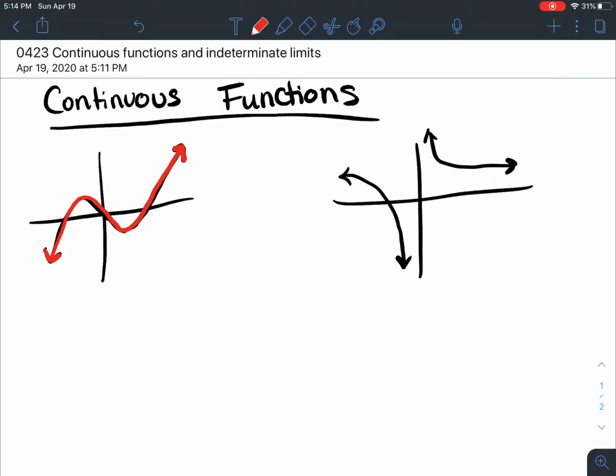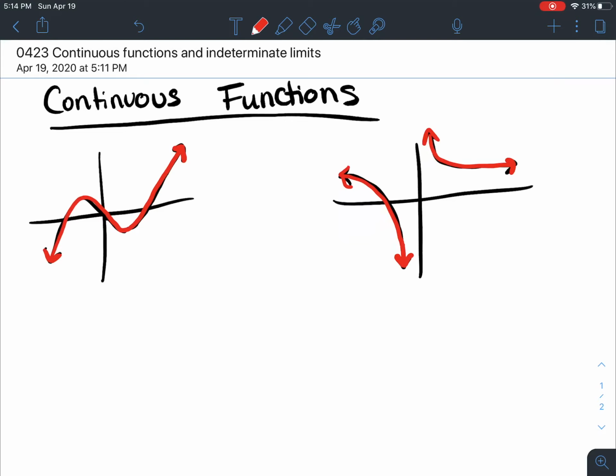Let's look at this rational function. This is not continuous. If I wanted to draw this graph, I would draw this part and pick up my pencil, and then I would draw this part. It's not continuous. Those piecewise functions from the last video, that's not continuous. So the function needs to have values for every x value. So the domain of continuous functions would be x ∈ ℝ.